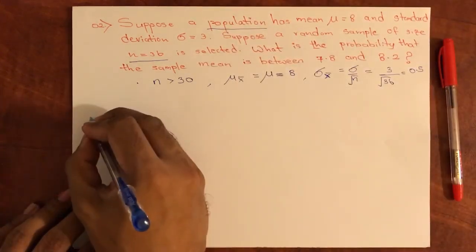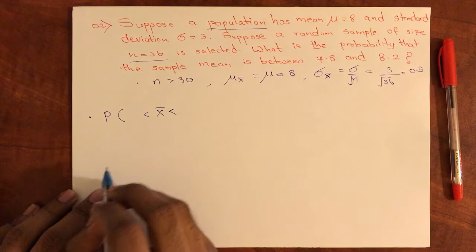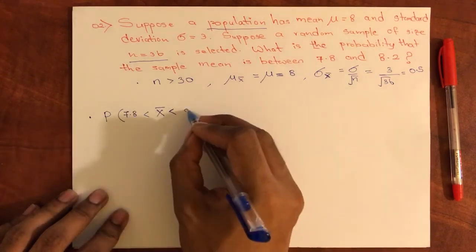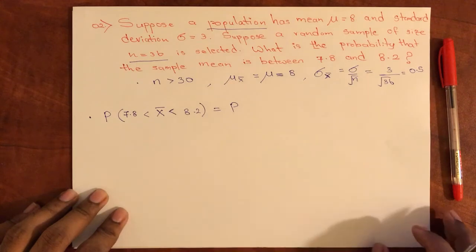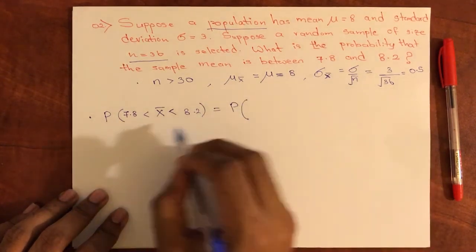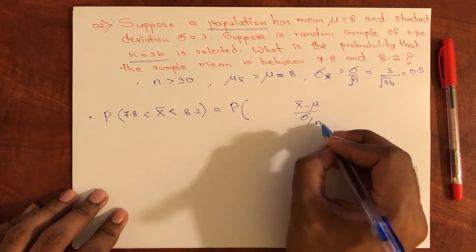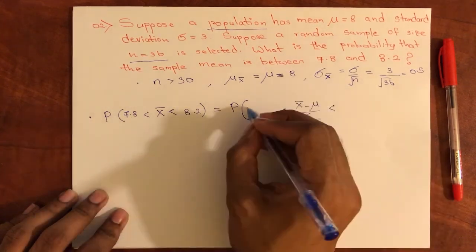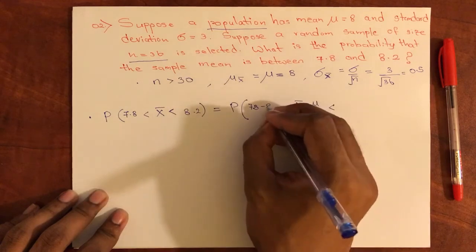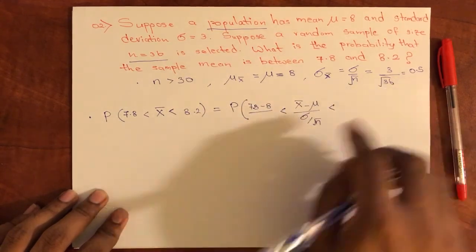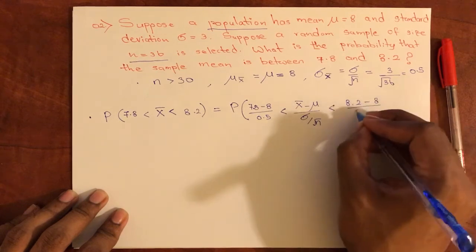Right, so what are we asked for now? We are asked for the probability that x bar lies in between the values 7.8 and 8.2. Let's convert this into the standardized normal distribution. How would that change then? X bar would change as x bar minus mu divided by sigma over root n. And the corresponding two values should also be changed in the same way. 7.8 minus mu, which is 8, divided by sigma over root n, which, we figured out, is 0.5. And the corresponding value of 8.2 would be 8.2 minus 8 divided by 0.5.